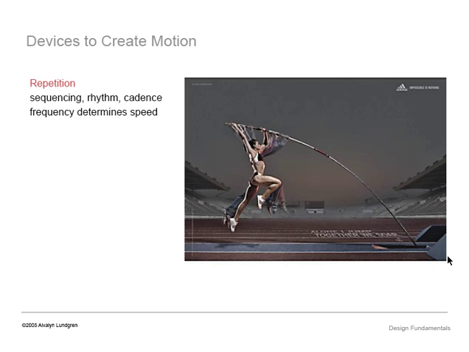In static design, one of the ways that we create a sense of motion is through repetition. And that repetition can take the form of patterning, so that there's rhythm and cadence and value patterning. It can take the form of sequencing. It can take the form of just repeated forms.